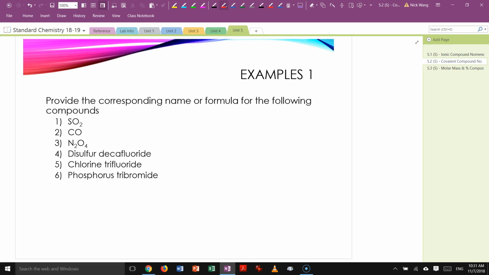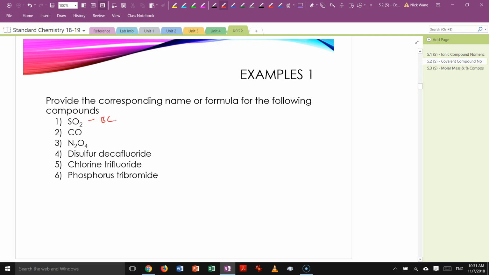Now let's do the first one, SO2. First of all, how do we know what kind of compound this is? Well, this is a binary covalent compound. How do we know that? Sulfur is a nonmetal, oxygen is a nonmetal, and there's only 2 elements involved. So it's important to make that distinction first, if you have not been doing so. So this is a binary covalent.